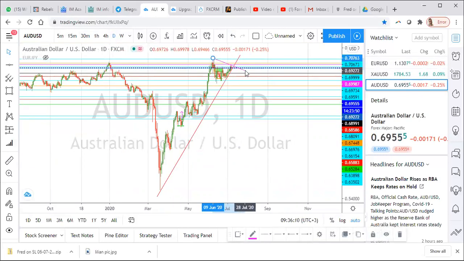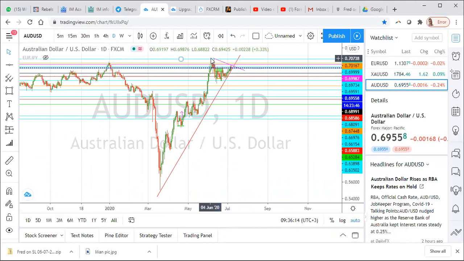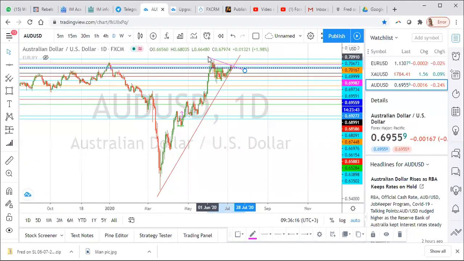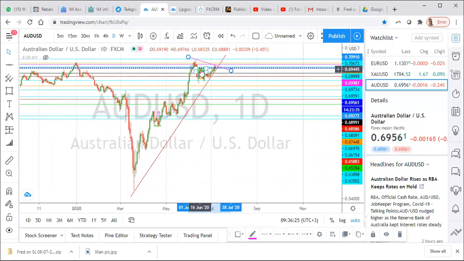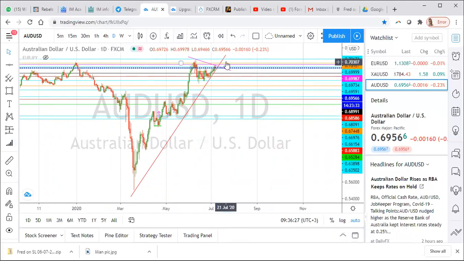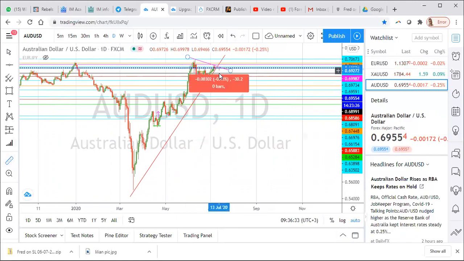So again, you can see the rejection. It hit our area that we anticipated last week, which was 0.69987. That was what we anticipated. It did that, and now it's just pulling down, so I'm expecting it to break. And guys, this is just technicals. I haven't looked at the fundamentals. I'm basing this really on technicals. So I'm looking at 100 pips for AU.